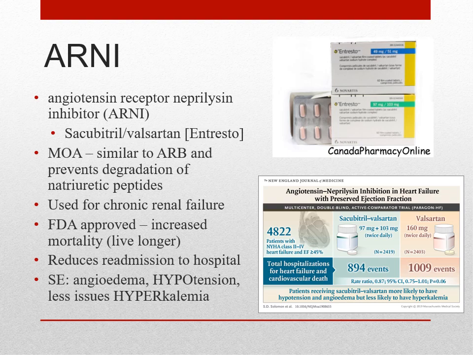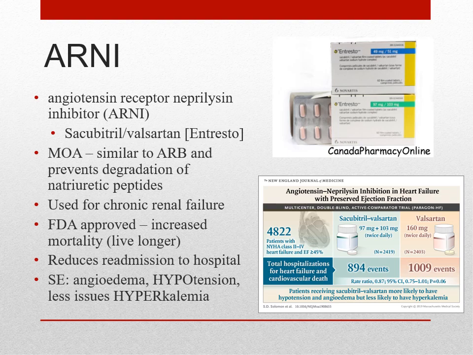That's why it's really been approved and used for chronic renal failure within the last few years. So that's why you're seeing all these commercials on Entresto for your chronic heart failure patients, because it's helping to reduce readmission to the hospital, because it's helping with the symptomology and preserving our ejection fraction.